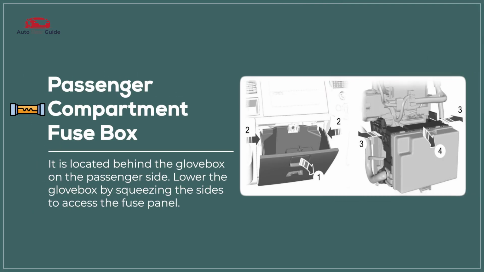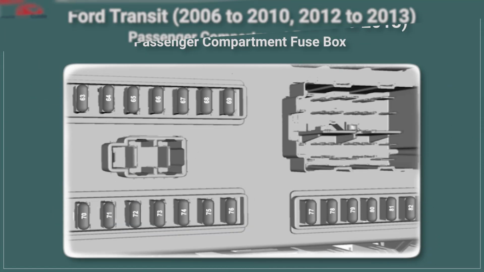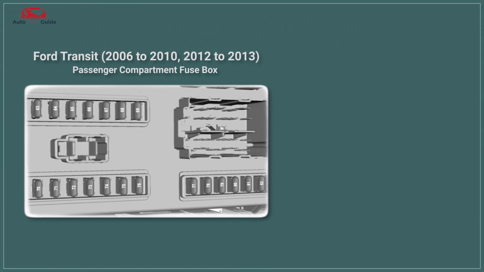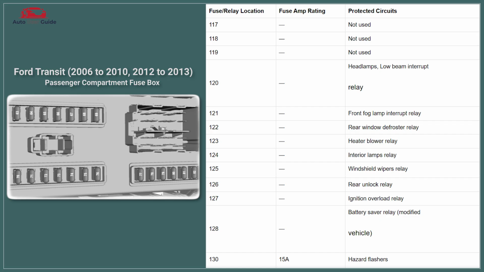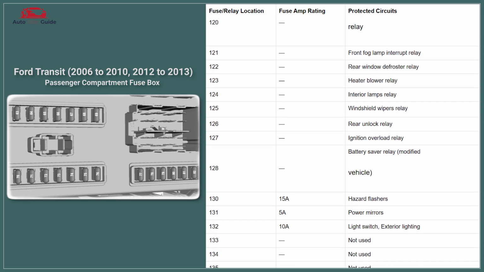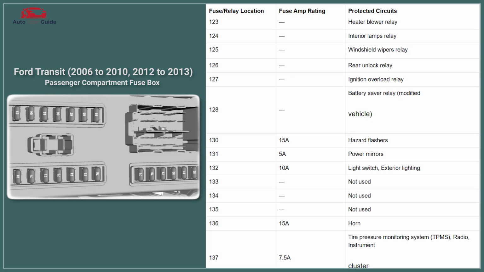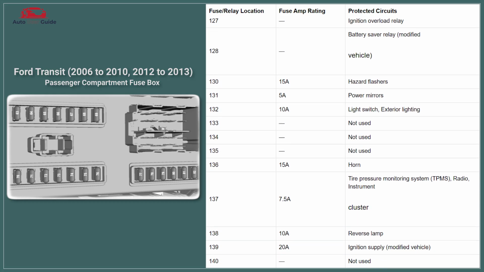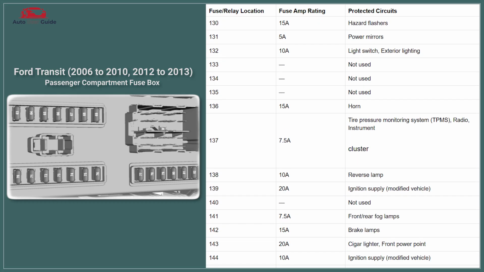Passenger compartment fuse box. The passenger compartment fuse box in the Ford Transit 2006 to 2010 and 2012 to 2013 distributes and protects circuits for interior features like lights, wipers, and central locking.